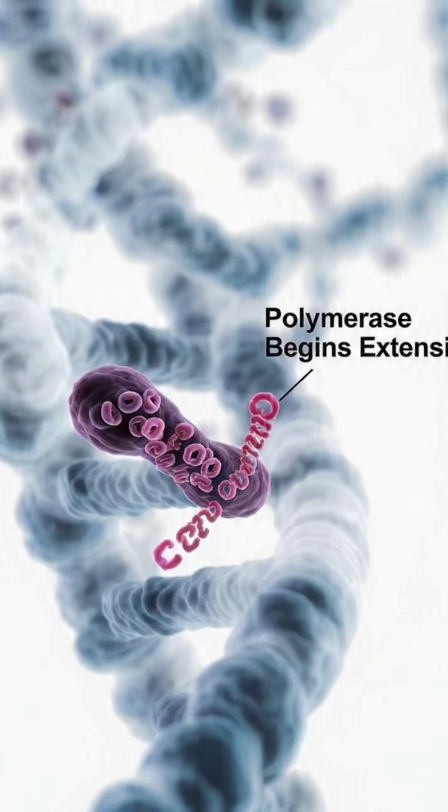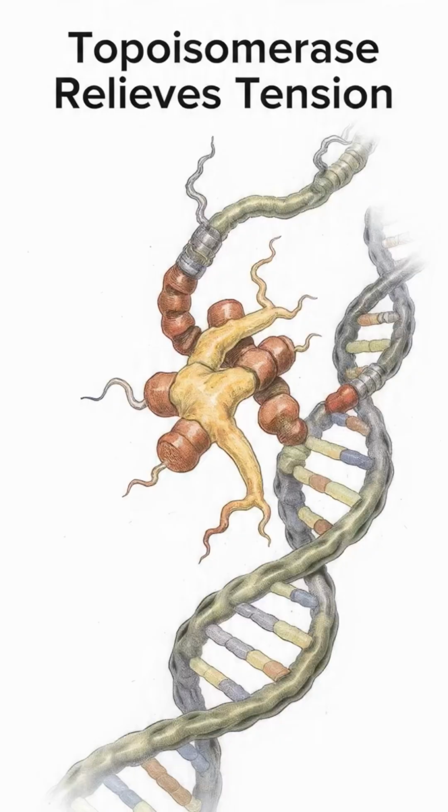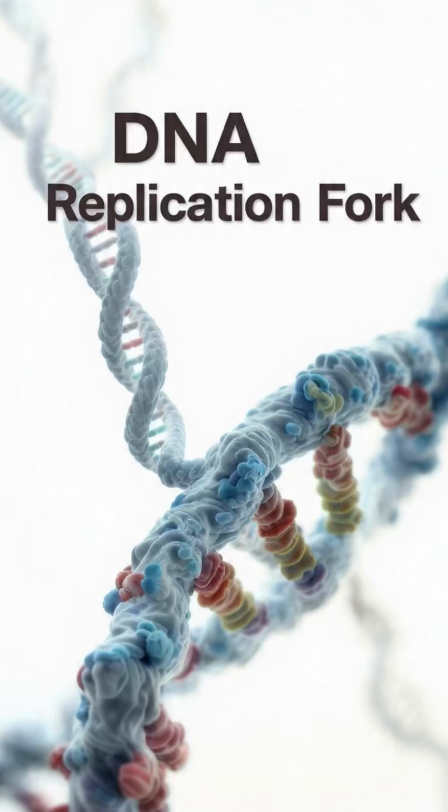Supporting enzymes and the stability. Single-strand binding proteins, SSB proteins, hold the strands apart, preventing re-annealing. Topoisomerase untangling DNA. DNA ahead of the fork can get supercoiled. Topoisomerase relaxes these twists. DNA supercoiling. Twisting is shown visually as a problem the enzyme solves.